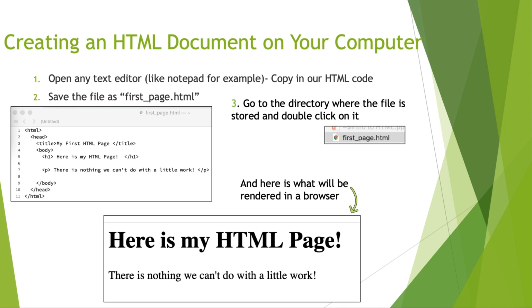We would open a text editor like Notepad, for example, copy in our HTML code that we used in the HTML editor, save the file, give it any name you want. Here I saved it as first_page.html. We have to make sure we have the extension correct. It can't be a .txt.html. It must be .html. And then we can go to the directory where the file is stored and simply double click on that, and it'll pop up in the browser and look just like this.